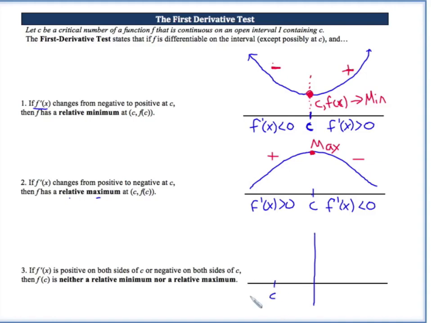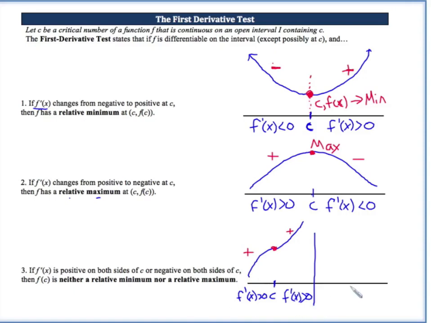So here's a c, and let's just say f prime of x is positive, and on this side of c, f prime of x is also positive. So let's think about what that means. It means we have an increasing function, and then at c it's going to equal 0, and then it has to be increasing again. So here we had a positive, here's our critical number, f of c, but then it's positive again.